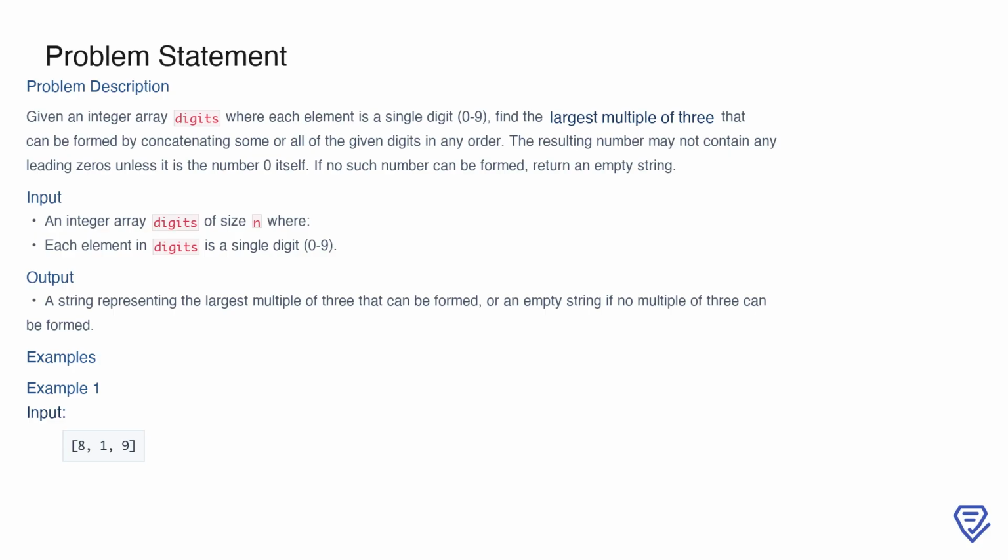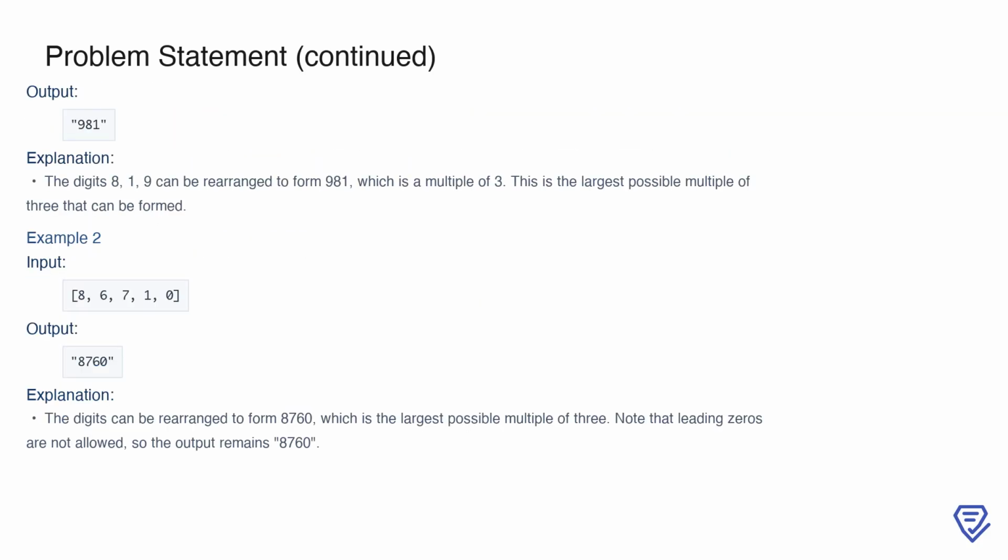For input, we are given an array of integers, and for output, we need to return the largest possible multiple of 3 as a string. This ensures that the result can represent very large numbers if needed. For example, consider the input array 8, 1, 9. The digits can be rearranged to form the number 981, which is the largest number divisible by 3 that can be constructed from these digits. So, the output is 981.